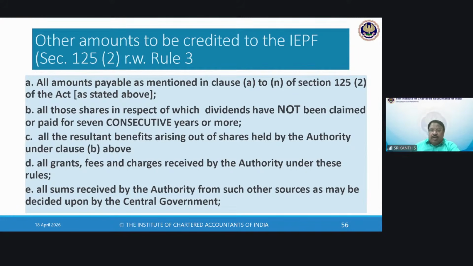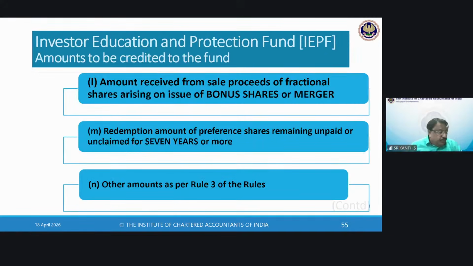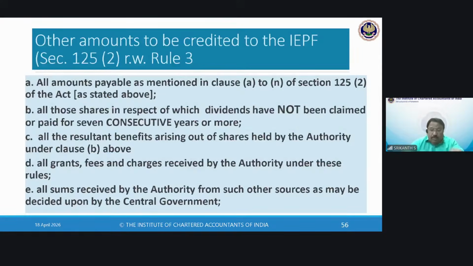See, up to now, we were talking only about money. Now, in Rule 3, they talk about shares. For 7 consecutive years, the dividend on these shares was not claimed. Therefore, they say the company must transfer the shares also. So, dematerialized shares will be transferred or kept.